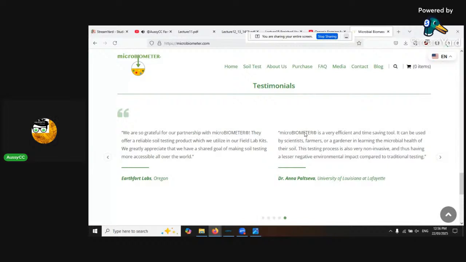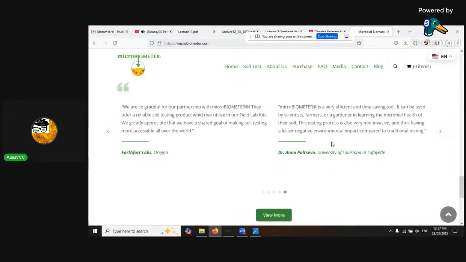What's this? Microbiomes are very effective in time-saving field. It can be used by scientists, farmers, and gardeners in learning the microbial health of their soil. The microbial health, really? Why? That's because, in other words, that's just going to tell you each individual, like a metagenomic study. So it's going to tell you which genus you've got in your substrate and how many of them. This testing process is also very non-invasive and thus having a lesser negative impact. That's not enough to convince me.